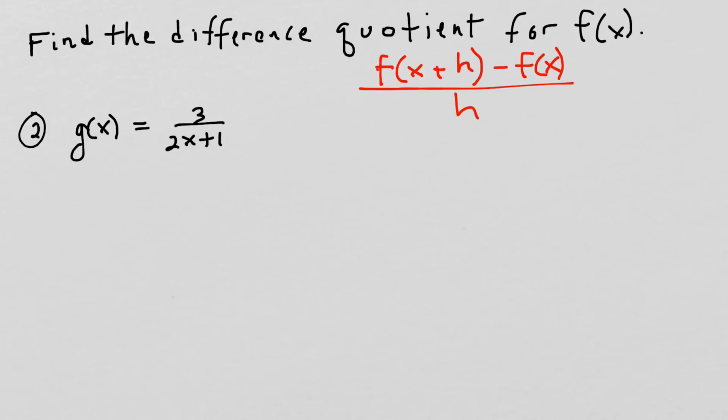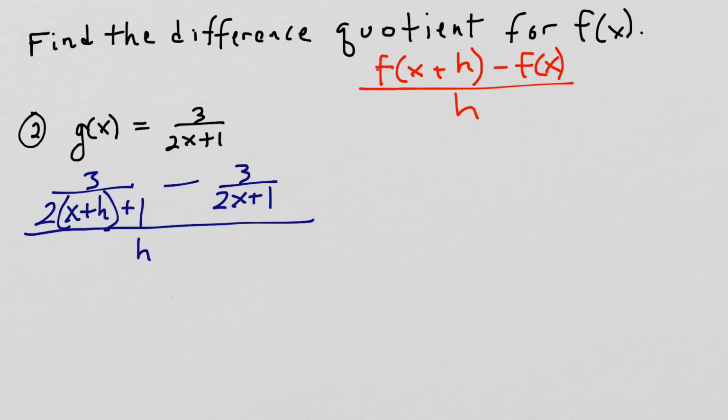So I've got 3 over 2 times x plus h. Everywhere where I have an x, I now have an x plus h. So that's g of x plus h. Now we're going to do minus g of x, and then we're going to divide by h. This is going to require some algebra to get this simplified, so let's go ahead and do that simplification first.